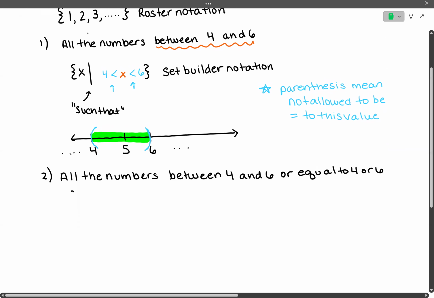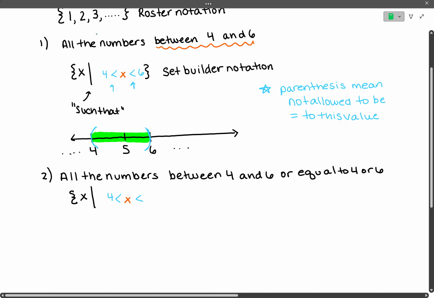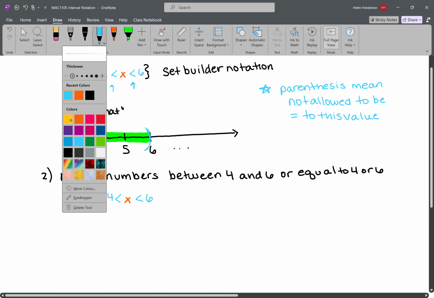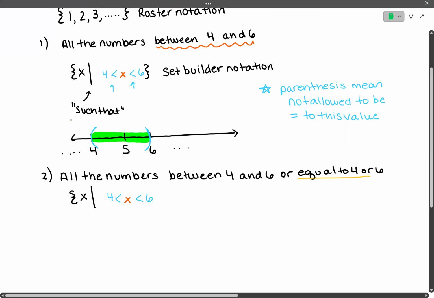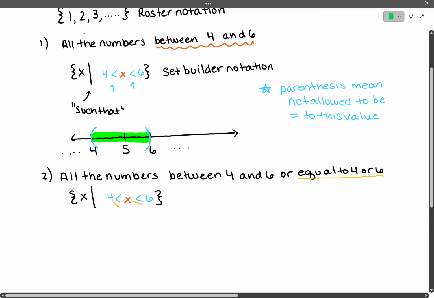So let's do that in the set builder notation. The set of all x such that, and now I still need x to be somewhere between 4 and 6. But now, since it could be equal, right? Equal to 4 or 6 is also an option. So I'm going to put this yellow or equals to make my notation x is greater than or equal to 4 and x is less than or equal to 6.